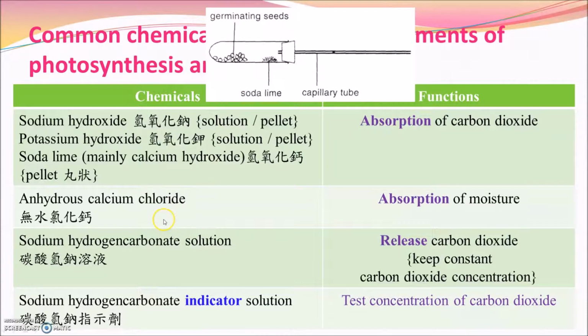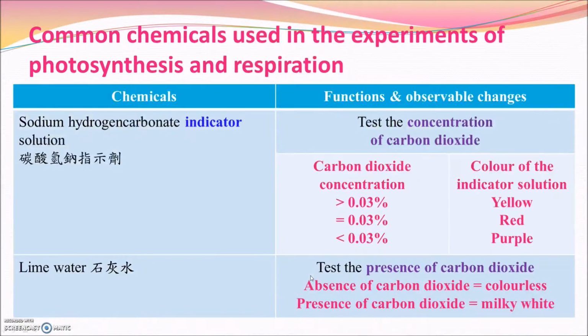The other group has anhydrous calcium chloride, which absorbs water, the moisture. For the sodium hydrogen carbonate solution and the sodium hydrogen carbonate indicator solution, remember that we talked about them in the lesson already. The solution can release carbon dioxide, but the indicator is responsible for testing the concentration of carbon dioxide. They are totally different. To compare with the sodium hydrogen carbonate indicator solution, we have another type of solution, lime water.